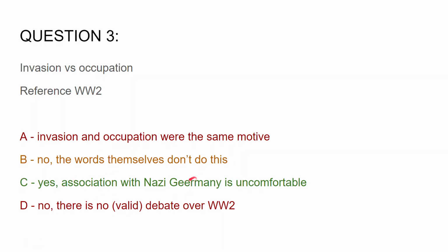Association with Nazi Germany, which I know is spelled incorrectly, is uncomfortable. So C says associate the words with regimes of modern history from which most Australians will want to dissociate themselves. I think we would all agree that most Australians do not want to be associated with Hitler and the Nazis and what they did. And by saying, hey, Hitler occupied Poland and Europeans occupied Australia, you're just as bad as them, that's a very uncomfortable position for lots of Australians to be in. And that's kind of what's causing this discourse and this debate. So that is the answer to question 3.